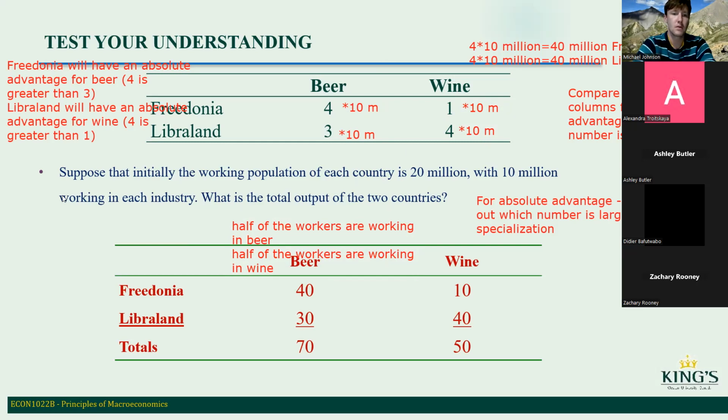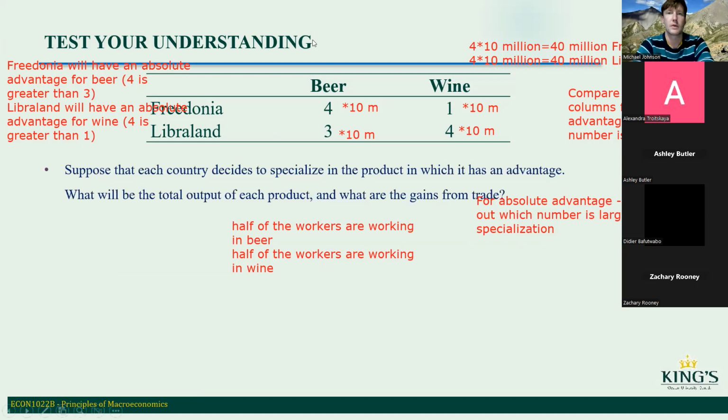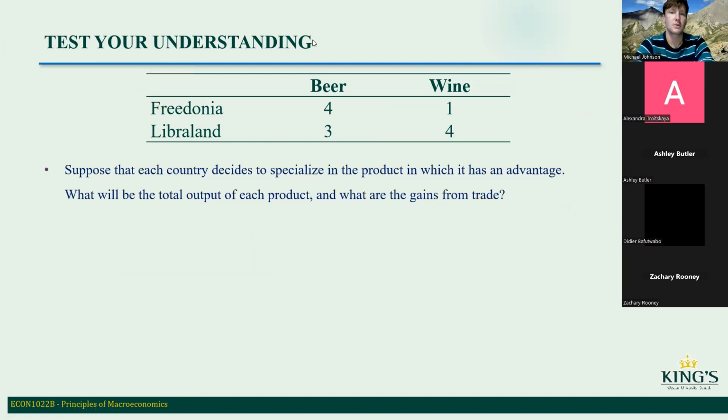So I believe that's what we'll have to do for the next question. So let's try that. I'll just send this over. Excellent. So here it is. Suppose that each country decides to specialize in the product in which it has a competitive advantage. What will be the total output of each product? What are the gains from trade? So 20 million people will work on the one product, like beer or wine.